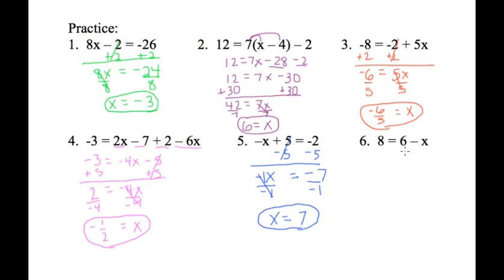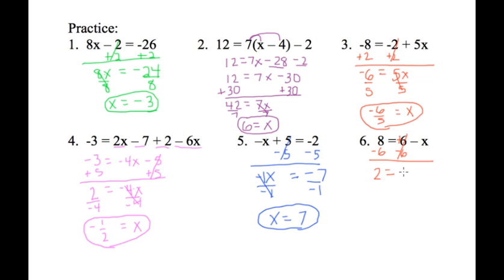Last problem. Try to simplify. There's nothing to simplify in either one of those expressions. So this is a positive 6 right now. That negative sign actually goes with the x. So to get rid of a positive 6, to undo a plus 6, I have to minus 6 from both sides. 8 minus 6 is 2 equals 6 and negative 6 add up to be 0.